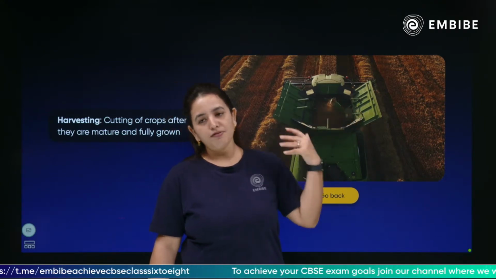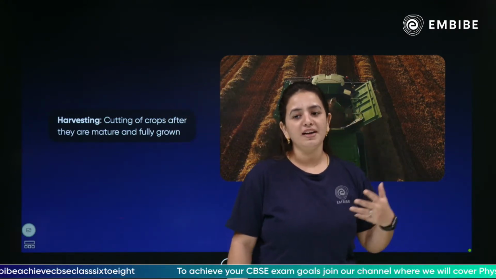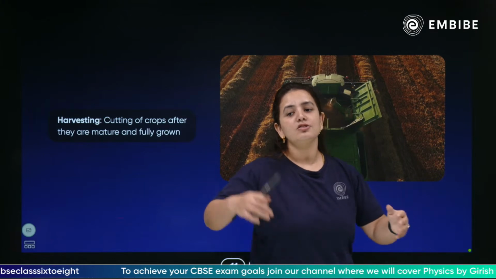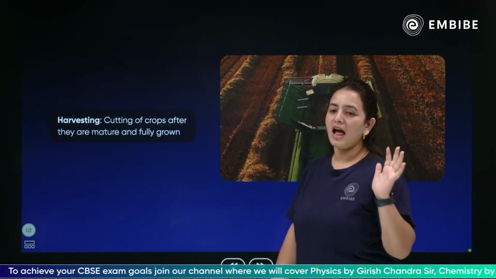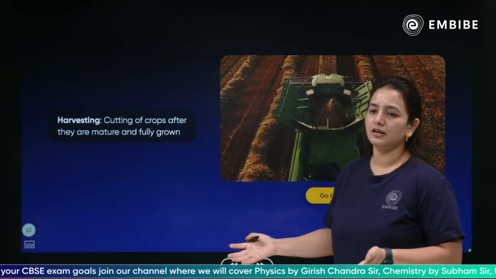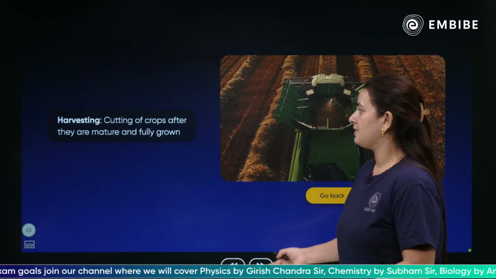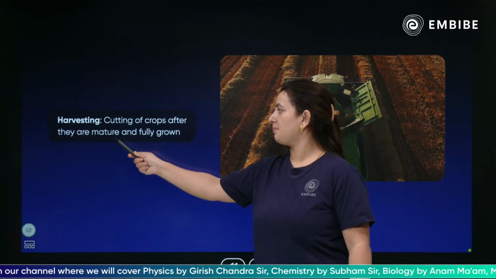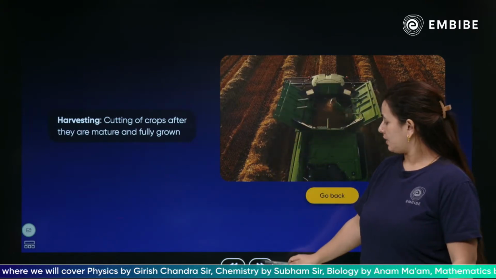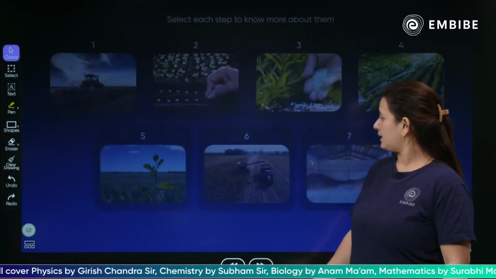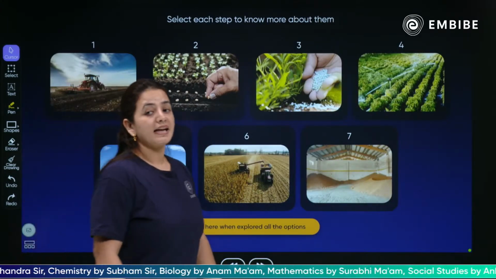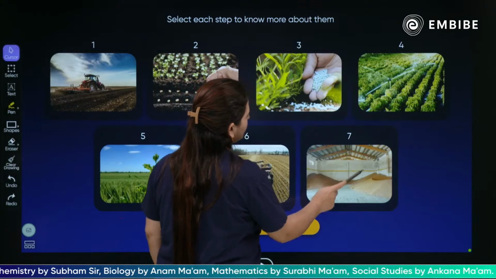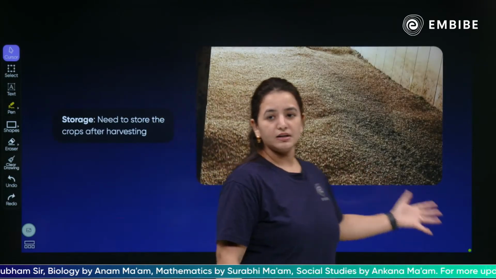Some of our farmers do not have access to such kind of machinery, so they do it by hand also. They use their hands and the tools needed for harvesting, cutting the crops after they mature fully. Moving back, we have the last step of the agriculture practices, which is the whole what?